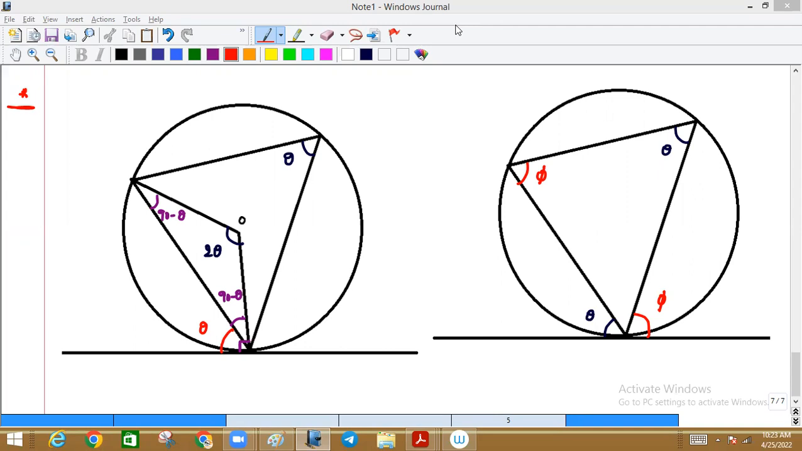Right. See at the center, if it is 2 theta, then what about this? This one is theta. So I can say if I take it as theta, if it is a chord AB, can I say theta is equals to what? The angle subtended by the arc AB at the center is 2 theta. It is theta by 2. So theta is equals to angle subtended by the arc AB by 2. If suppose this center angle is given, then what about this angle? It is half of the angle subtended at the center.